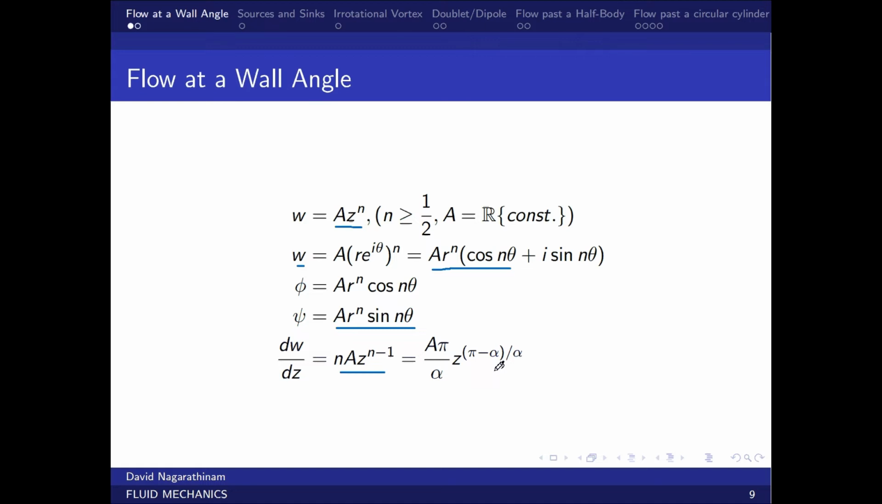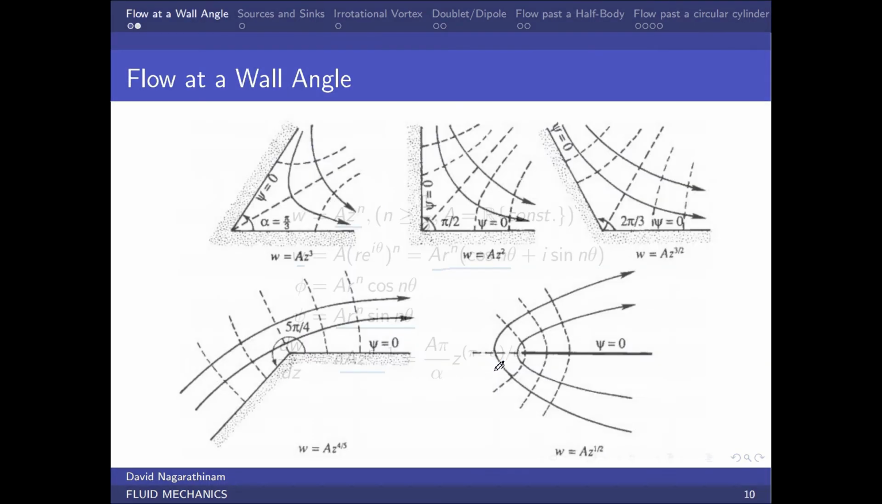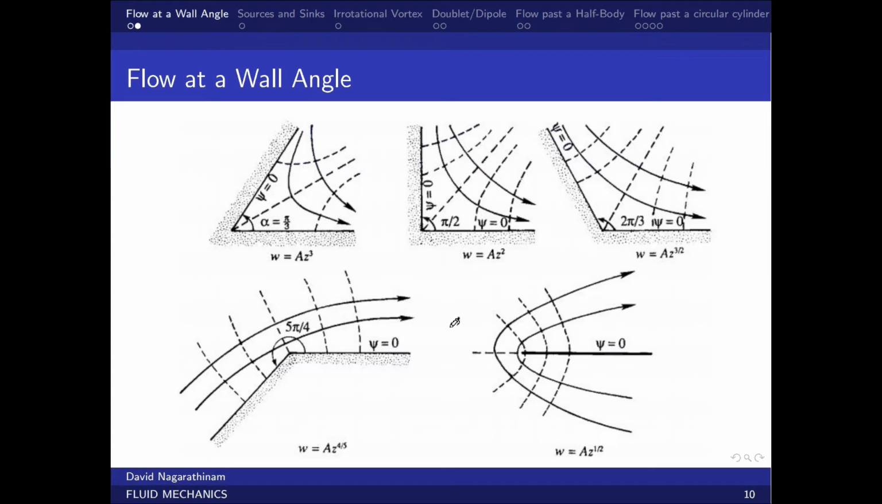Now n can take several possible values. Depending on the value of n, we have several flow scenarios as shown here. When n is equal to 3, we have the flow very close to a sharp edge, whereas n equal to 2 represents the flow past a perpendicular wall, when the angle is equal to pi by 2. When n is greater than 3, we have such a flow scenario. We have this kind of a flow pattern.